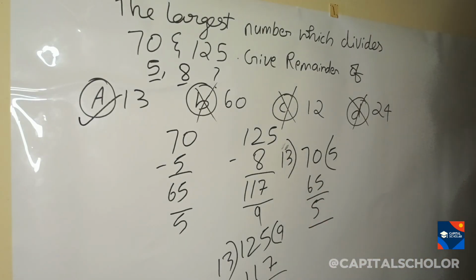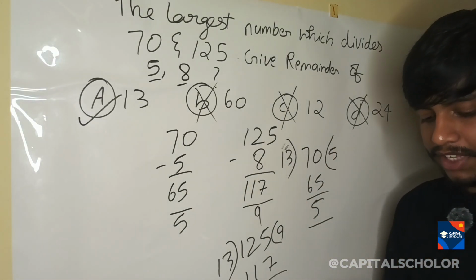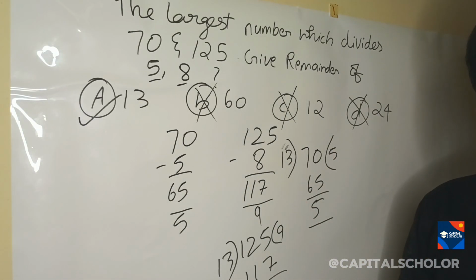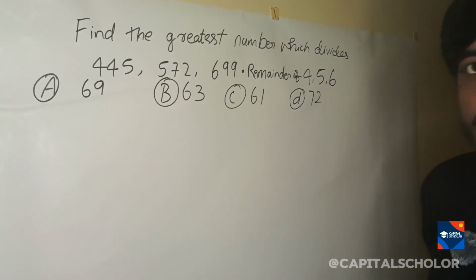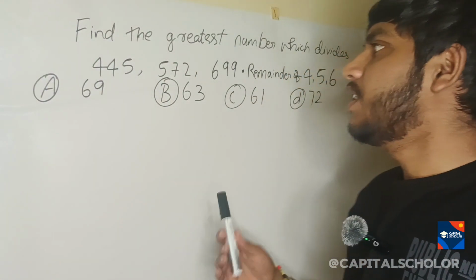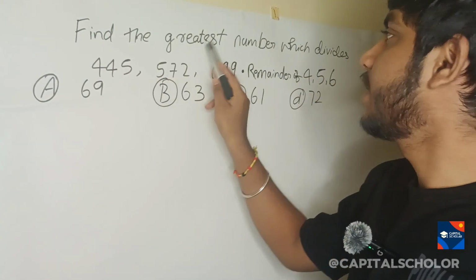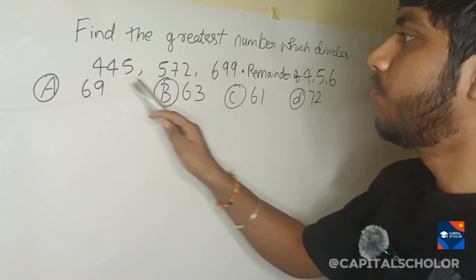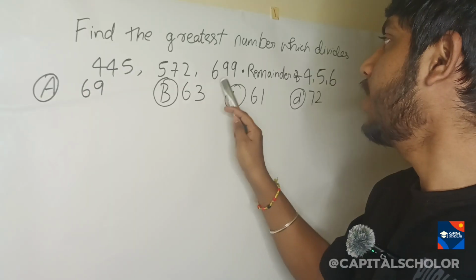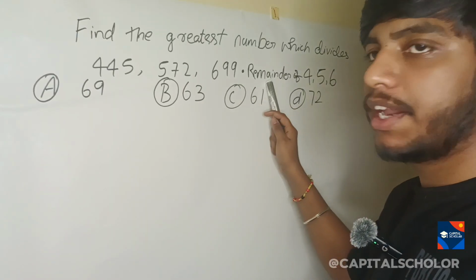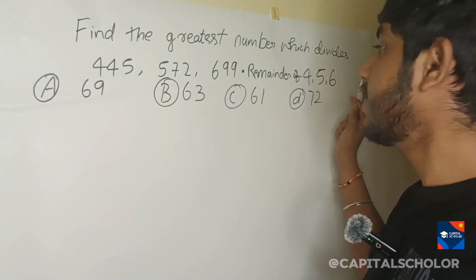I hope you understand. If you don't understand, you can rewind the video and watch it again. So now let's move on to the next question. Here is the next question, which is similar. They asked: find the greatest number which divides 445, 572 and 699, giving remainders of 4, 5 and 6.